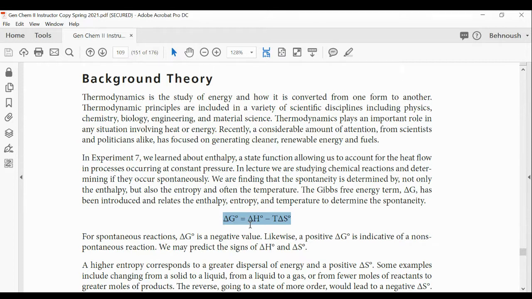How do we know it's released? If the value becomes negative, that means it's released. If the value is positive, it's absorbed. The value for delta S, that's another thermodynamic value. So for a reaction, when we study thermodynamics of reaction, we want to be able to determine what is delta S. Delta S is degree of disorder.